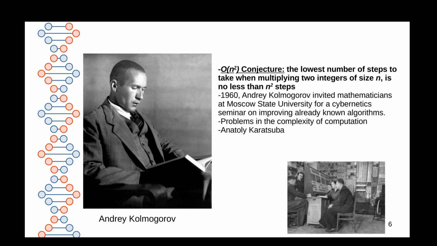What he did was invite other mathematicians as well as students majoring in math to try to dispute this O(n) squared conjecture. One of the students present was 23-year-old Anatoly Karatsuba. He would go on to find an algorithm that had a runtime complexity of O(n) to the 1.58.